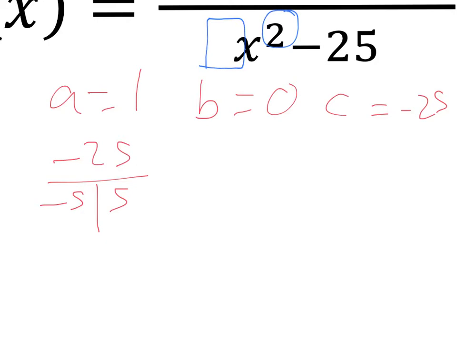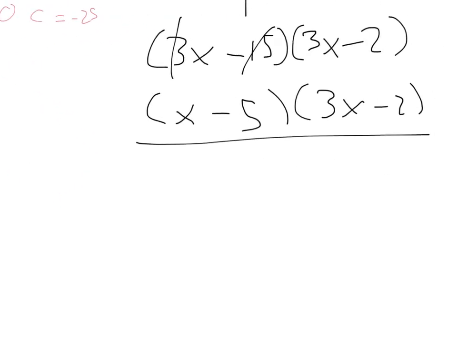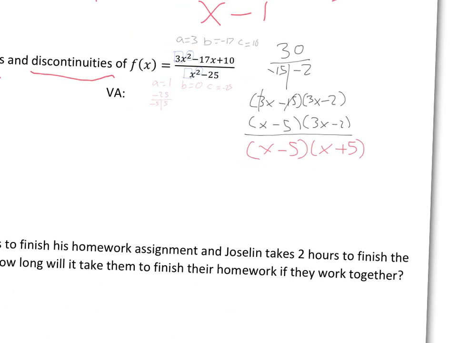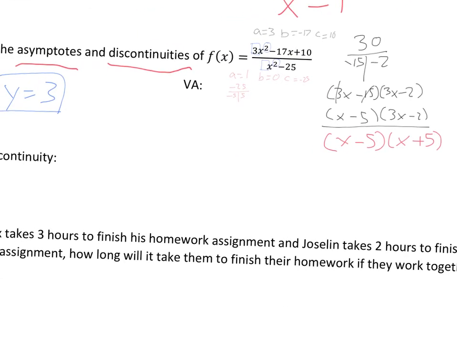That means the bottom of our function is going to be x minus 5 and x plus 5. We won't have to cancel out any common denominator or common factors because a was 1. All right. Now we will be able to find the vertical asymptotes and the points of discontinuity. The vertical asymptotes will be anything that makes the bottom 0 but isn't canceled out by a number on top.